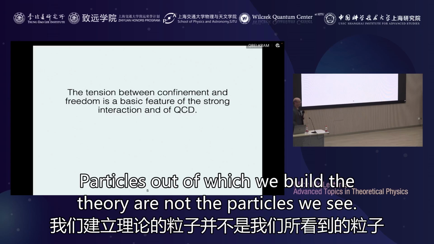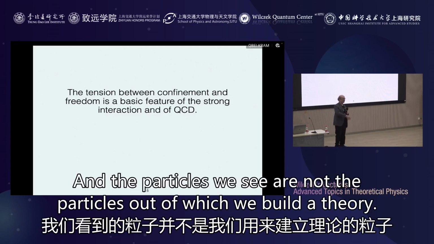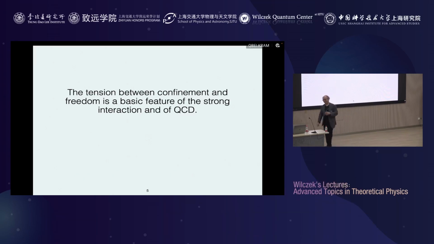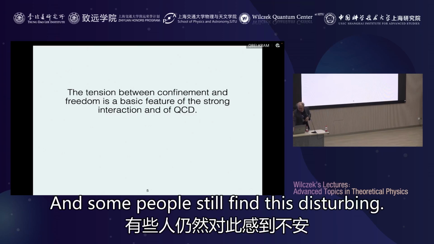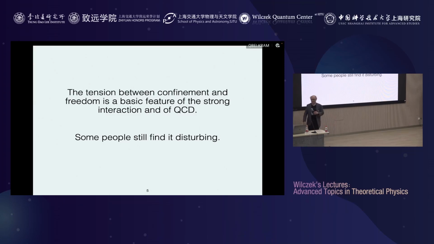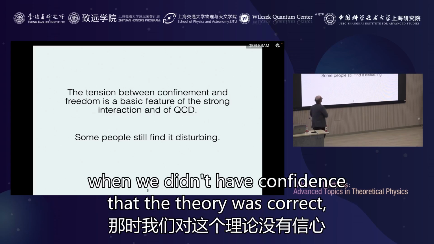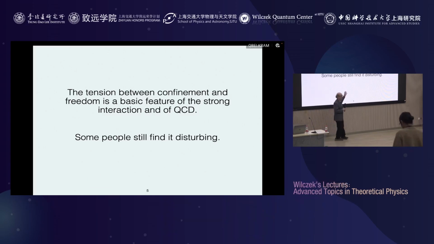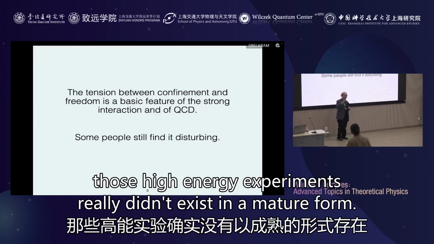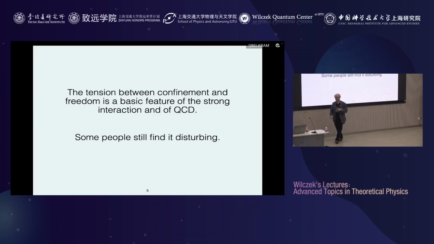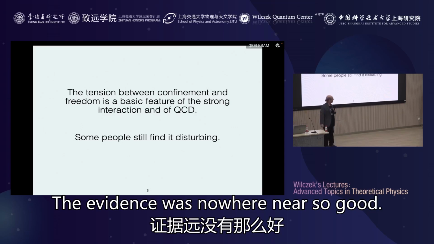So the particles out of which we build the theory are not the particles we see, and the particles we see are not the particles out of which we build the theory. And some people still find this disturbing. We certainly found it disturbing in the early days when we didn't have confidence that the theory was correct, and those high energy experiments really didn't exist in a mature form. The evidence was nowhere near so good.